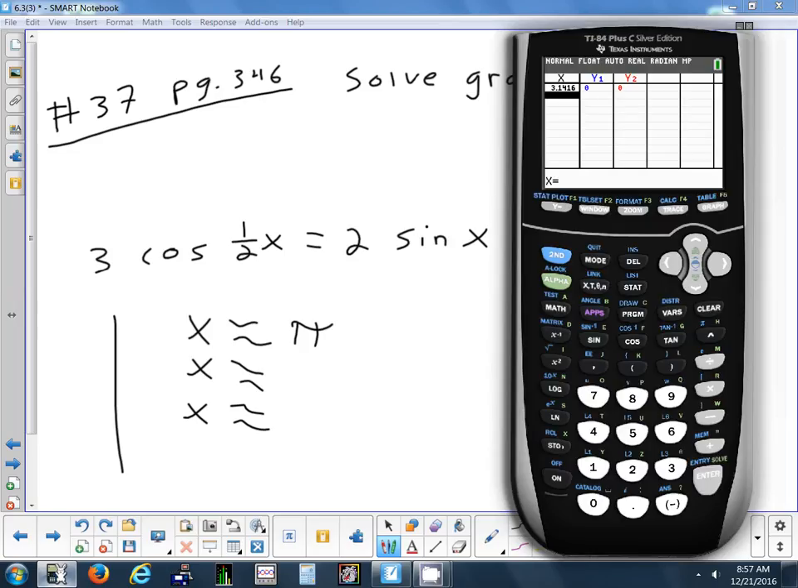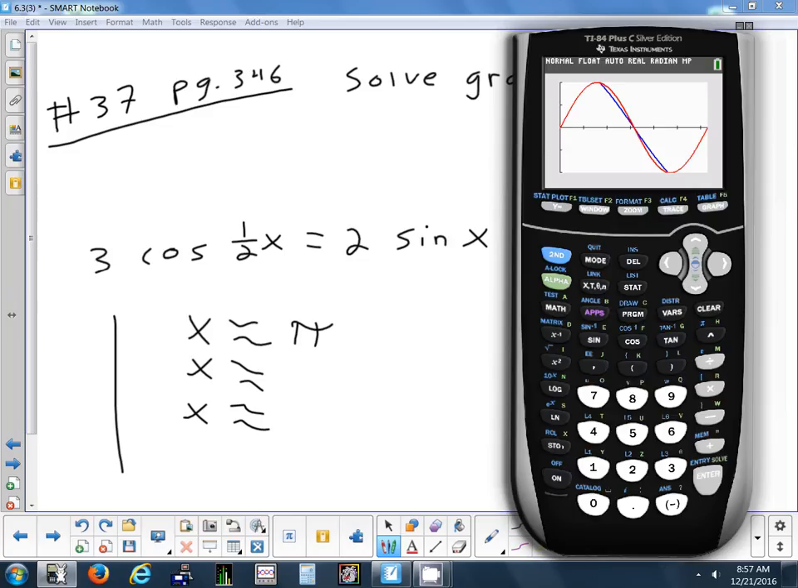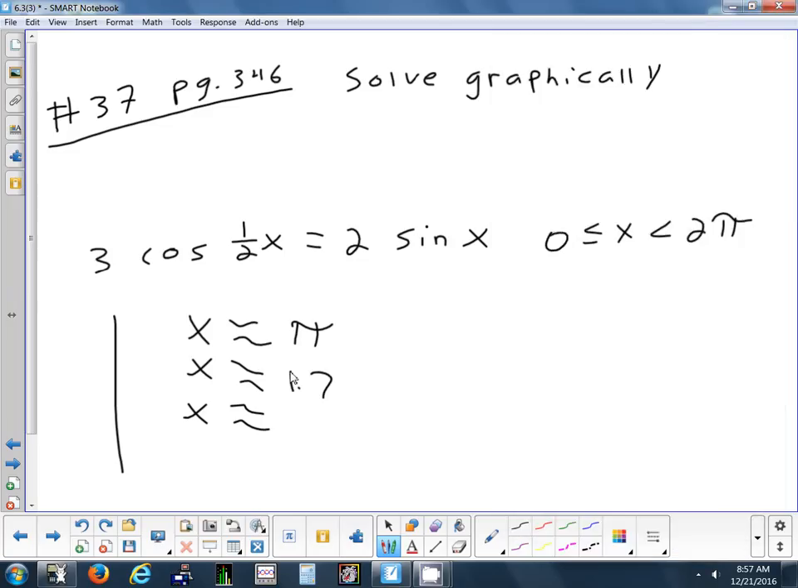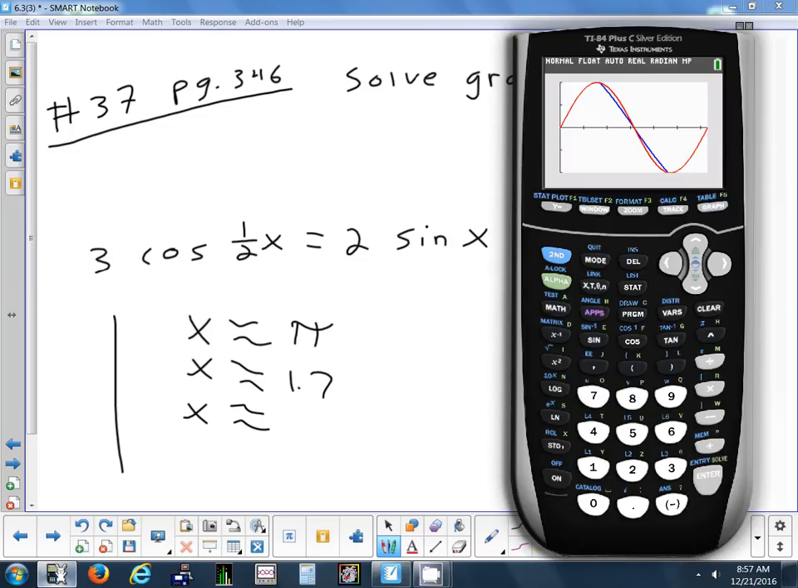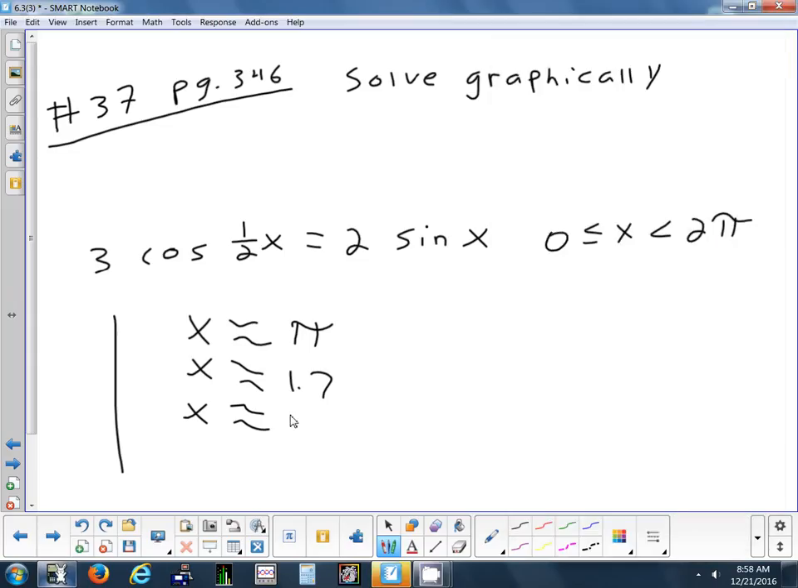Now, the other 2 answers are probably equally distributed around pi. So if one of them is like 1.6 units to the left of it, the other one is probably 1.6 units to the right. But I would just find them separately rather than use that shortcut. 1.7? And what's the other one? Probably pretty close to 4, or a little over 4.5, 8. What is it? 4.59. 4.59.